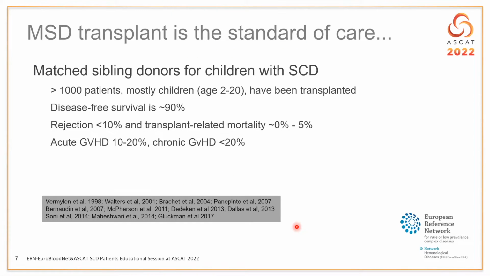So we can consider a matched sibling donor transplant as a standard of care procedure for children affected by sickle cell anemia. We have now transplanted more than 1,000 patients, mostly children. And as I said, the disease-free survival reported in the literature is at least 90%. We have a very, very low rejection rate, and also a low transplant-related mortality.